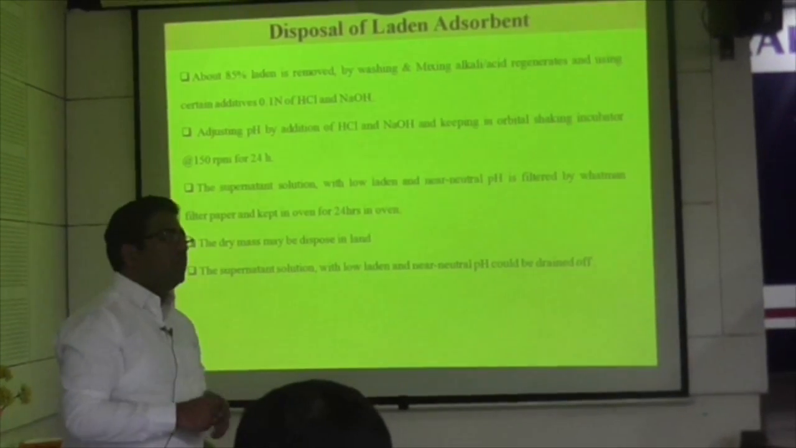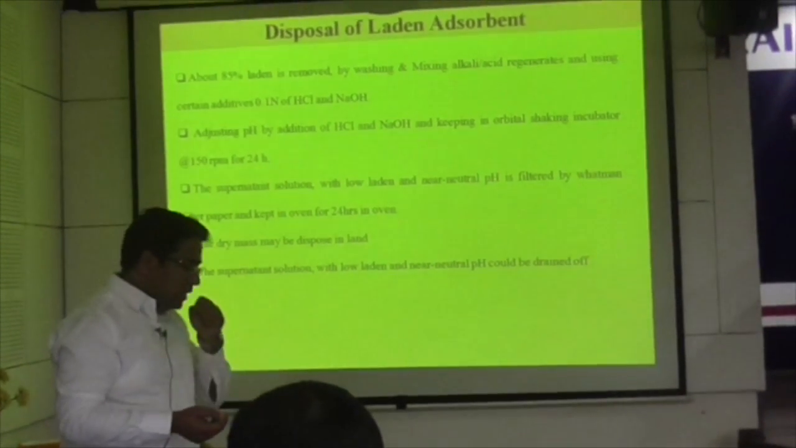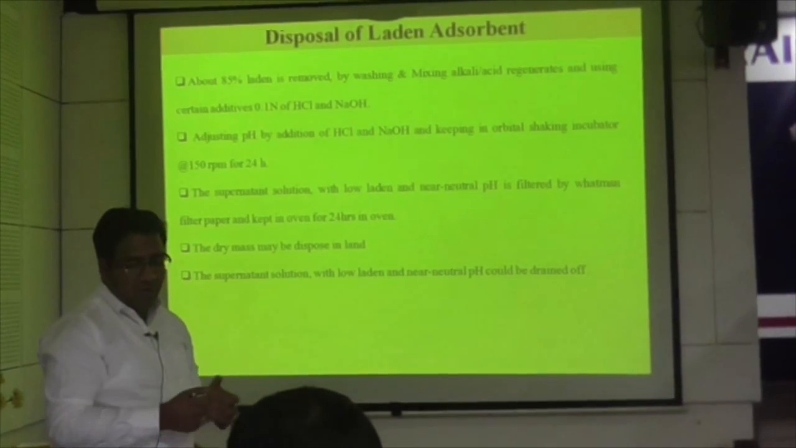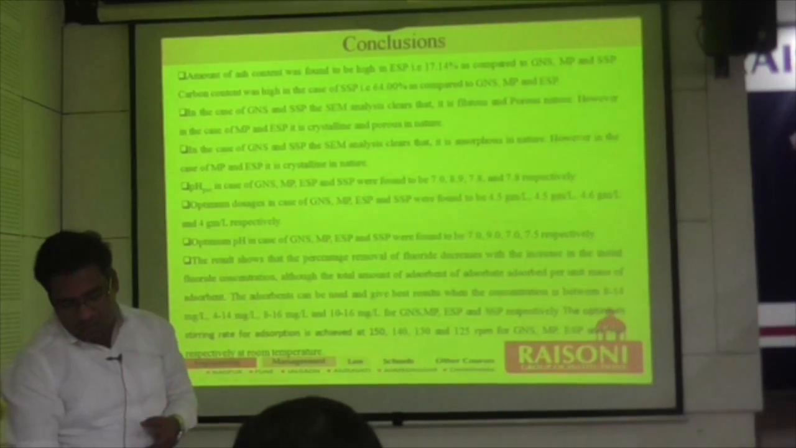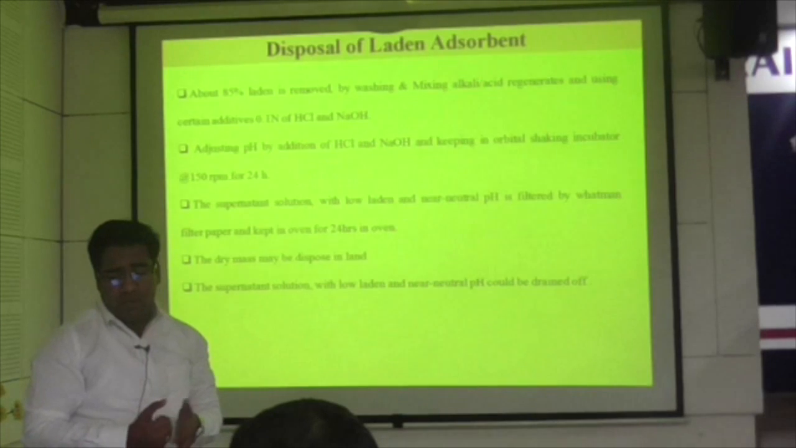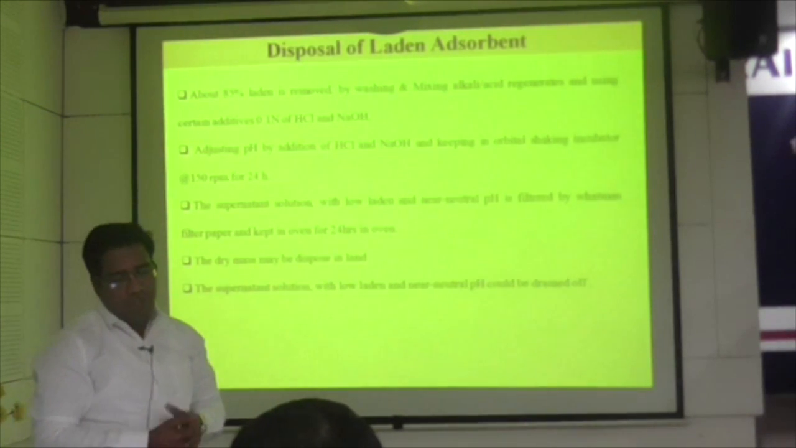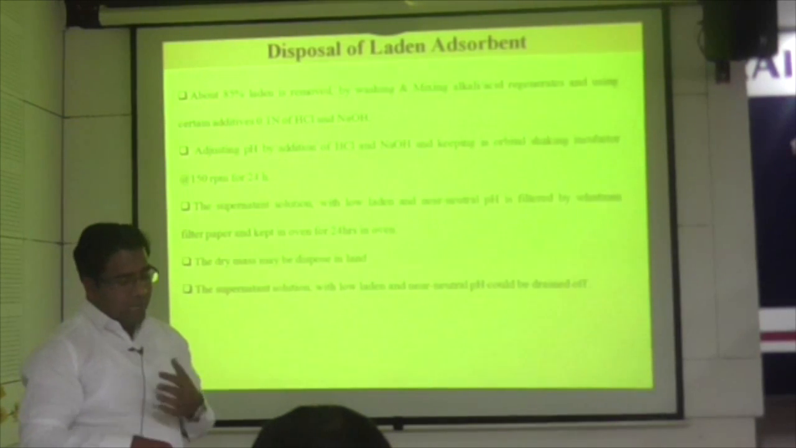We can reduce that concentration, so we use addition of alkali or acid to neutralize that. So we have done that. Then about 85% of the fluoride laden is removed by washing and mixing alkali as reagent, using additives like 0.1 normal HCl or NaOH, adjusting pH by addition of HCl or NaOH. We can use lime also.